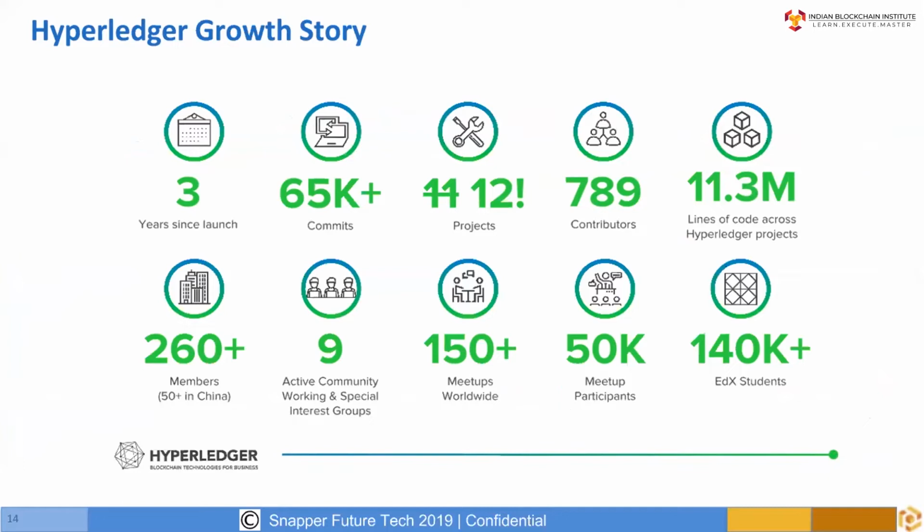260 plus members. 50 plus in China. So yeah, 90 active community working and special interest groups. 150 plus meetups worldwide. 50K meetup participants and 140K engagements.